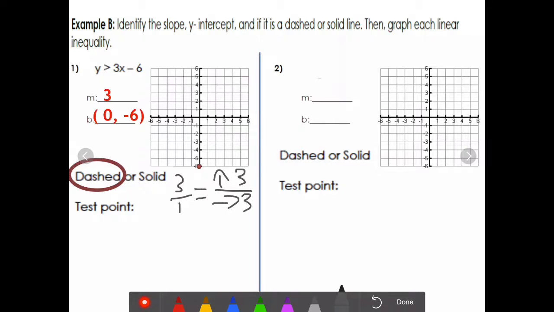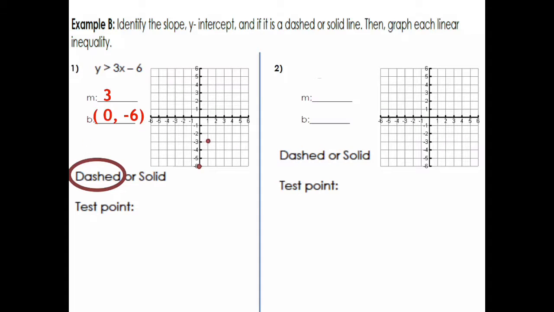So this is what it's going to look like. We're going to start out at negative 6, going to go up 3 over 1, up 3 over 1, up 3 over 1, and we can do it one more time, up 3 over 1, over to the right one. All right, again, we said it's a dashed line, so we're going to connect it as a dashed line.